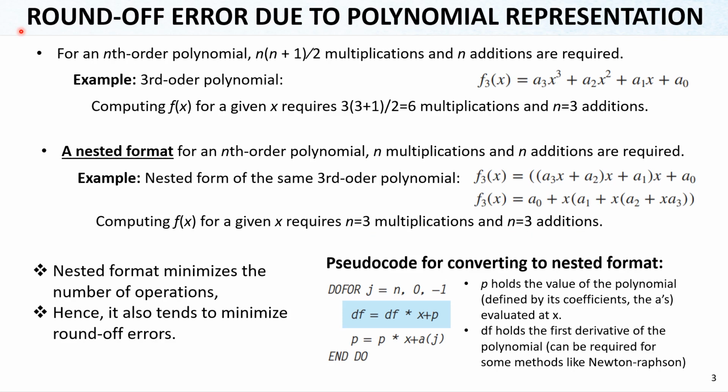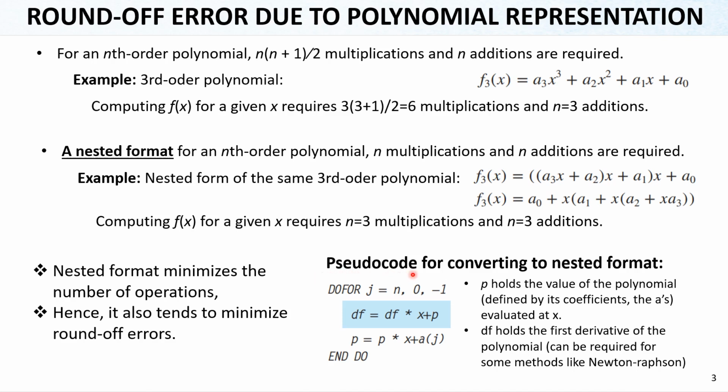So reducing the number of mathematical operations will reduce the round of error as well. That's why the nested format, this format, will minimize the number of operations, and therefore it also tends to minimize the round of errors. So this is pretty simple actually, if you understood this. And we already gave a homework assignment for this and you already did this in the homework, and you will understand what we mean here.